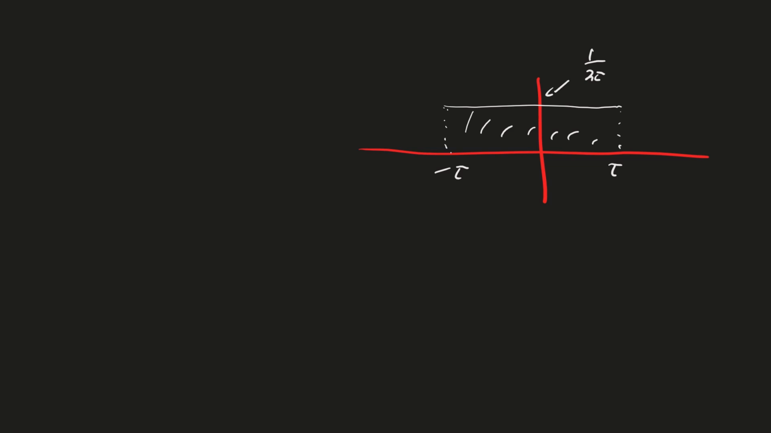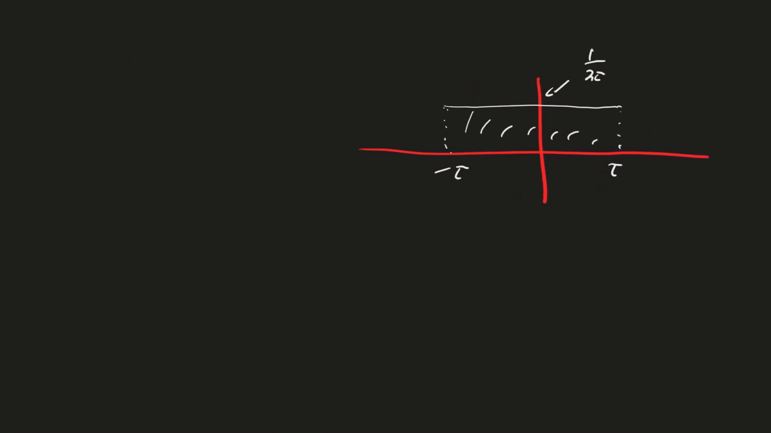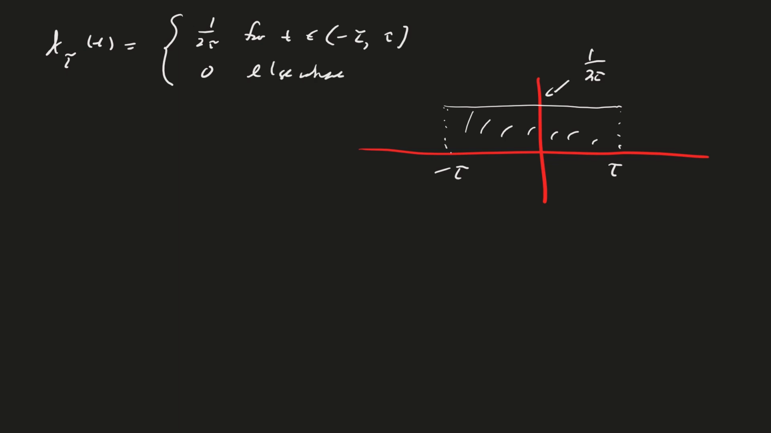Okay, and so I'm going to call this function d sub tau of t. It is going to take on the value 1 over 2 tau for t in the interval from minus tau to tau, 0 elsewhere. And so again we built this function so that the integral from minus infinity to infinity of d sub tau of t is always equal to 1.